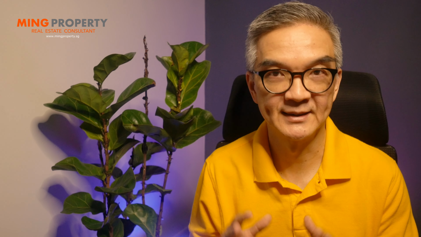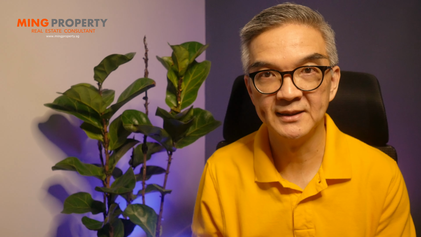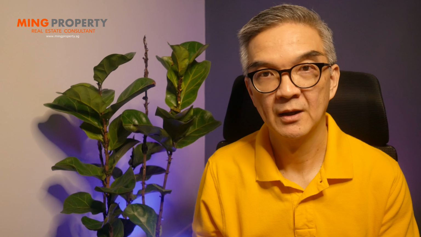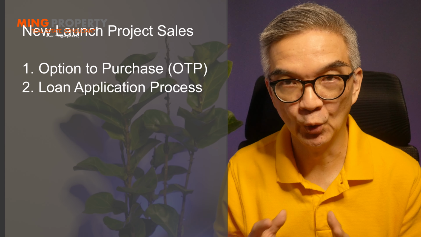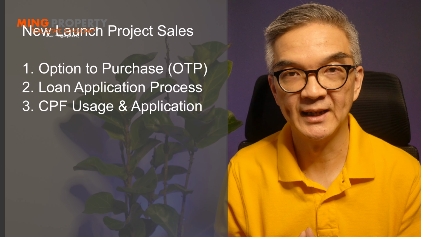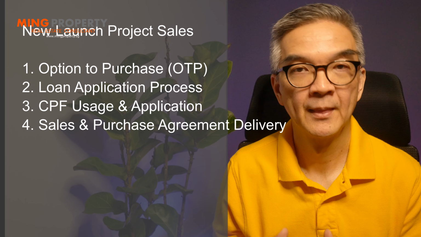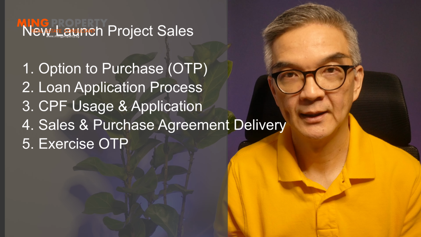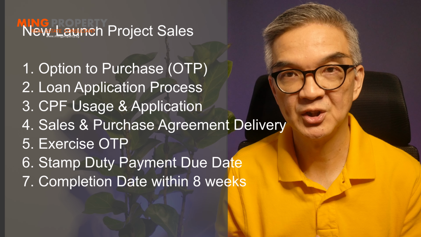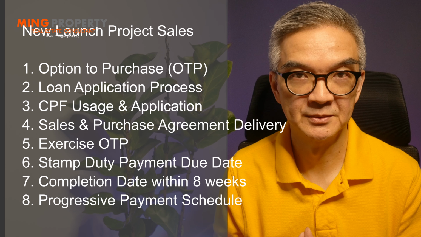Here's the list of the various terms and timelines you need to know for new launch projects. Option to purchase date, loan application and approval process, CPF usage and application, sales and purchase agreement delivery, exercise OTP, stamp duty payment amount and due date, completion date within 8 weeks, and the progressive payment schedule.